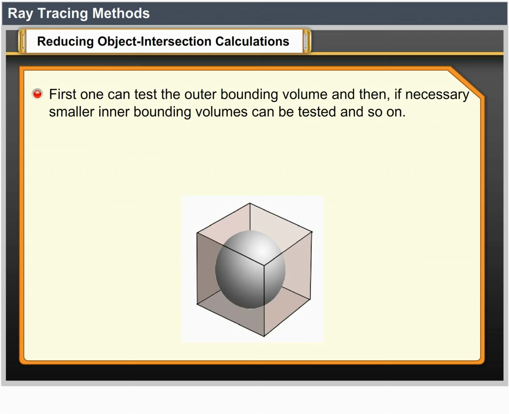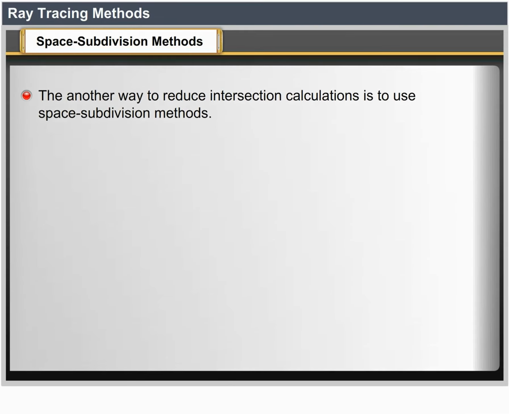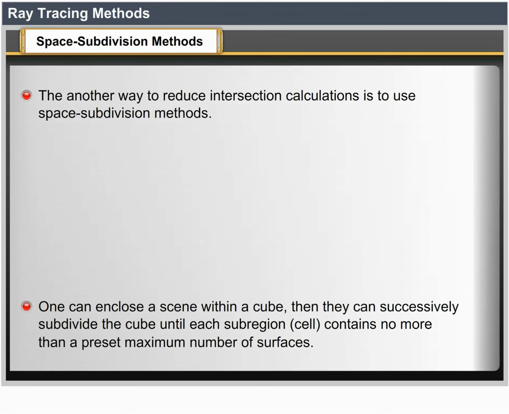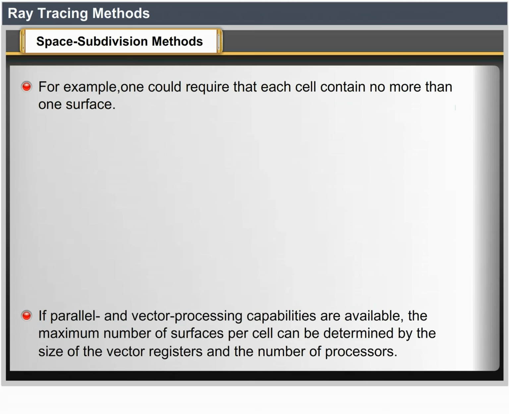Space subdivision methods. Another way to reduce intersection calculations is to use space subdivision methods. We can enclose a scene within a cube, then we successively subdivide the cube until each subregion or cell contains no more than a preset maximum number of surfaces. For example, we could require that each cell contain no more than one surface. If parallel and vector processing capabilities are available, the maximum number of surfaces per cell can be determined by the size of the vector registers and the number of processors.